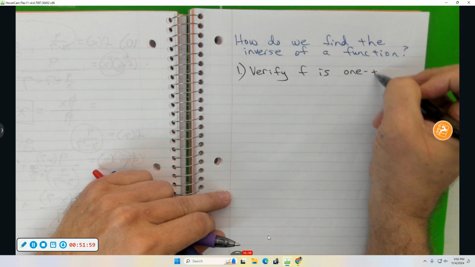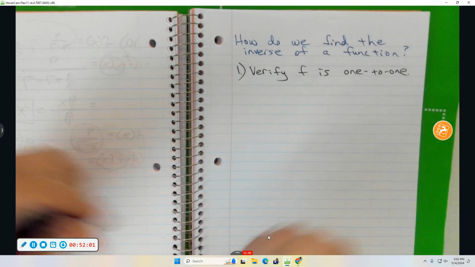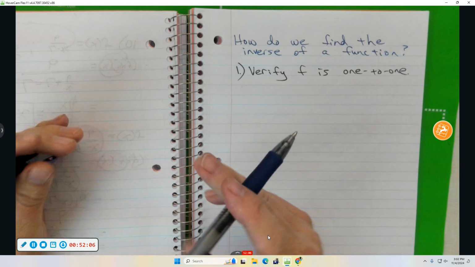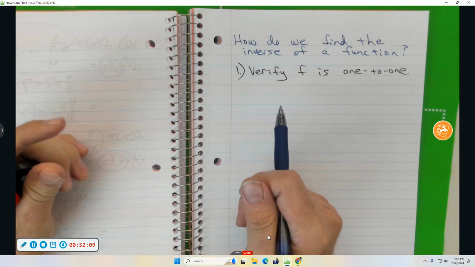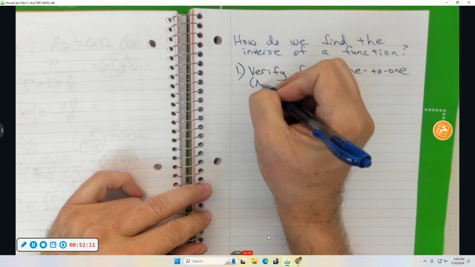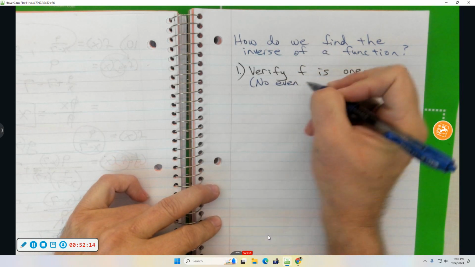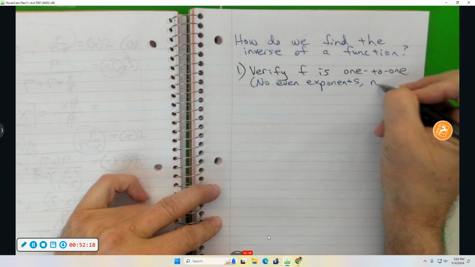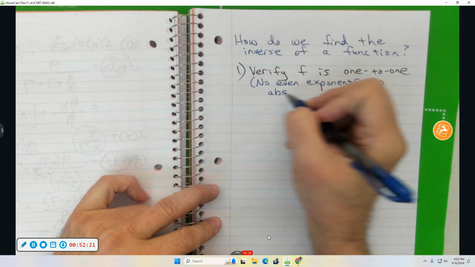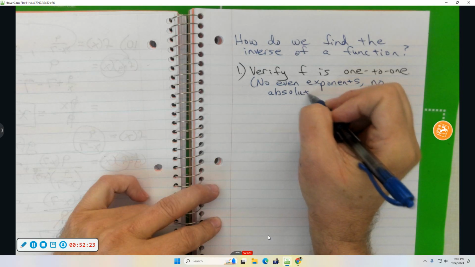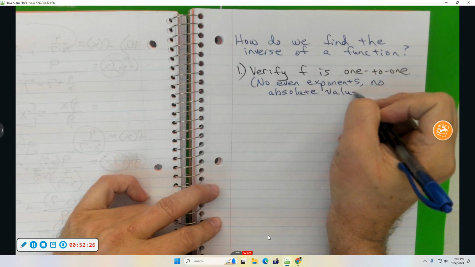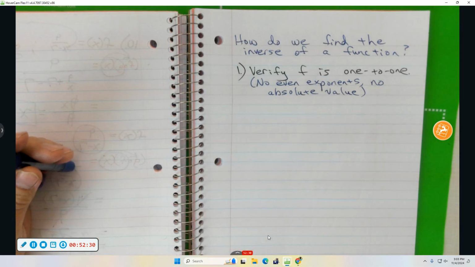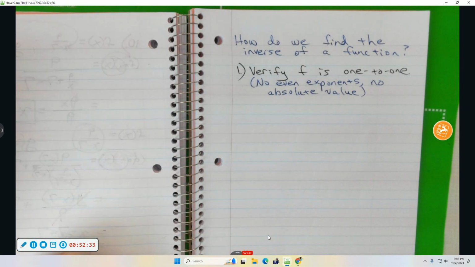Because if it's not one-to-one, they don't want you to find the inverse. And so you might want to make a note there. That means you want no even exponents, no absolute values. No even exponents. No absolute value. So you can just look and tell very quickly, just convince yourself the way I did.